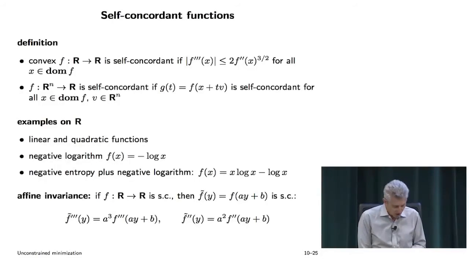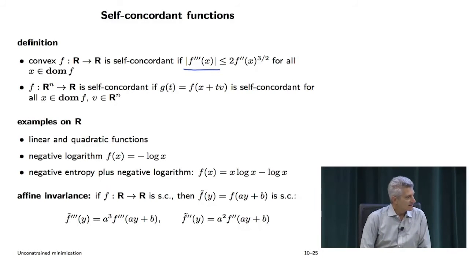A function on R is self-concordant if the absolute value of the third derivative is less than 2 times the 3/2 power of the second derivative. Okay? So that's it. Now, without the discussion we had earlier, you would have looked at that and said, I remember I did, and it wasn't written that way, by the way, it's written in much more complicated notation. And you would look at that and go, what? Where did that come from? But it's kind of clear.